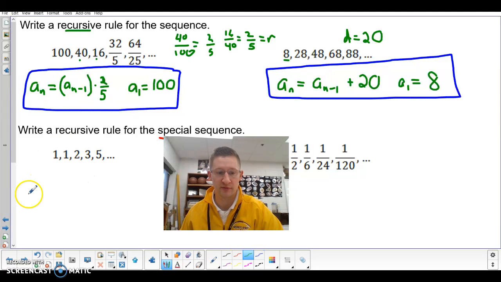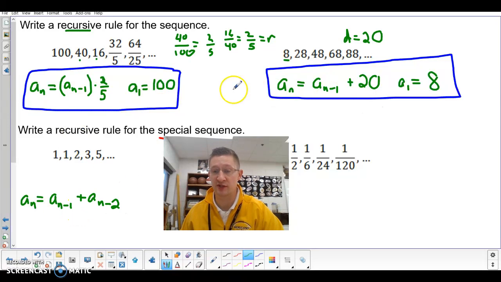So if I'm going to write this recursive rule, I know that to get the nth term, I take the two previous terms and add them together. So the two previous terms added together would look something like this. I'd have a sub n minus 1, which is the previous term, plus a sub n minus 2, which is the term that came 2 before it. So this would be the two previous terms that I'm working with.